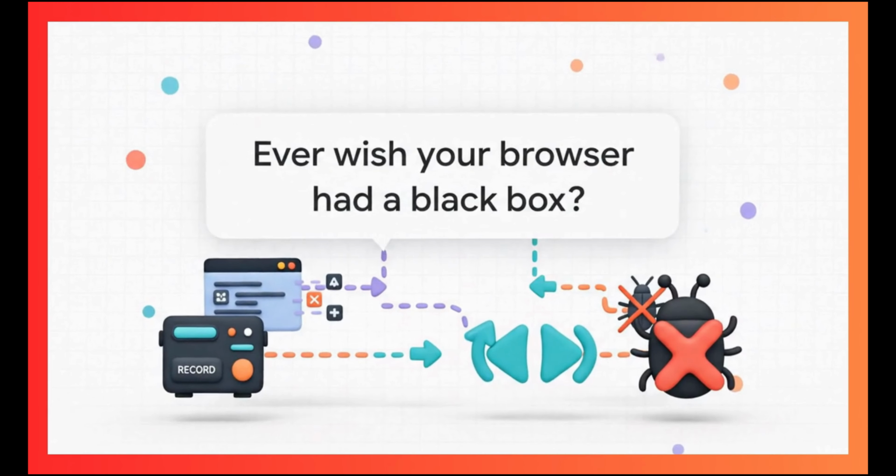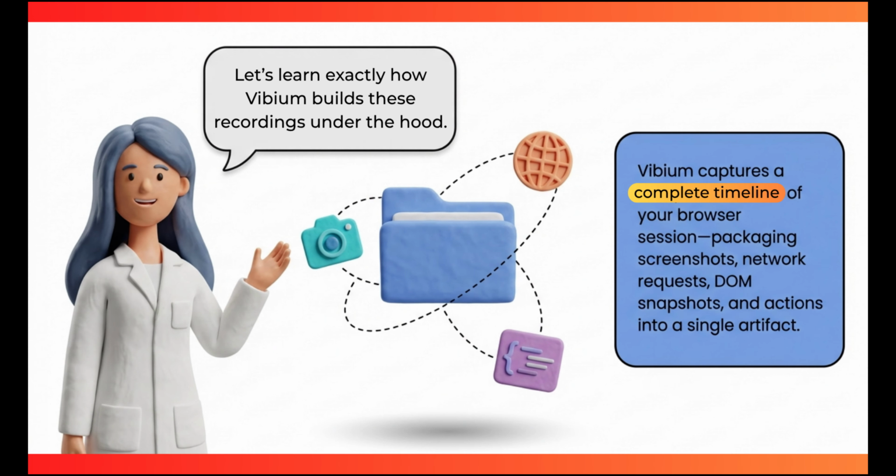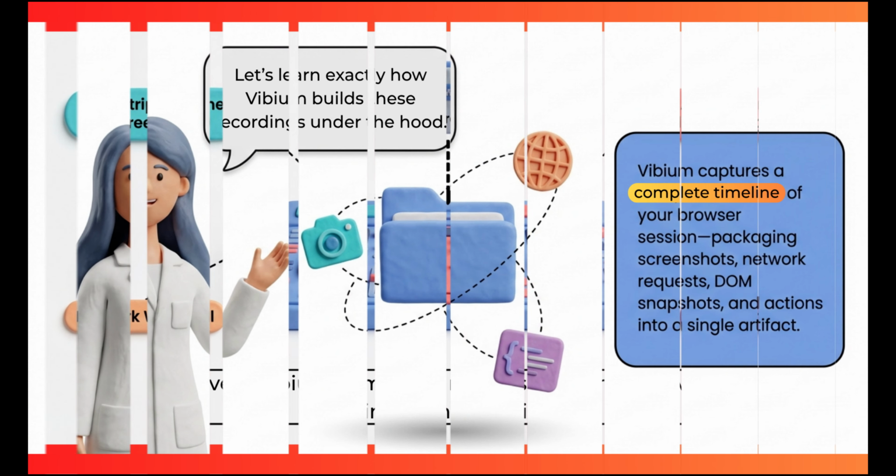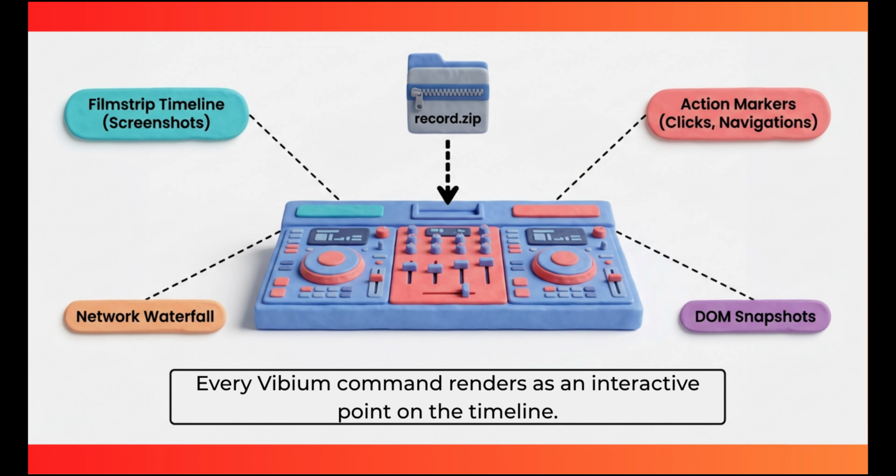The Vibium record player is that black box. It grabs a full, super detailed timeline of a browser session, and I'm talking everything. Every click, every network request, snapshots of the DOM, even a visual film strip of the screen. It's your secret weapon for finally catching those impossible-to-replicate bugs.